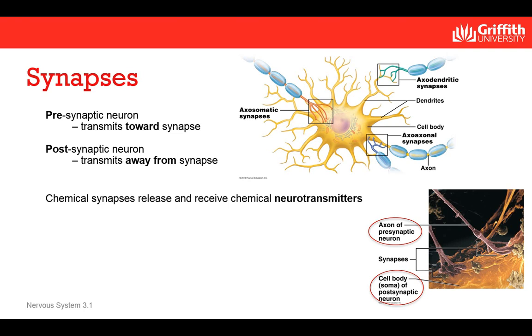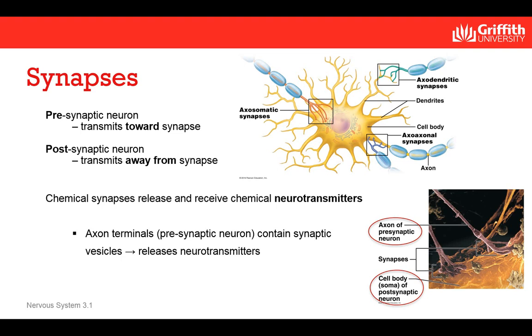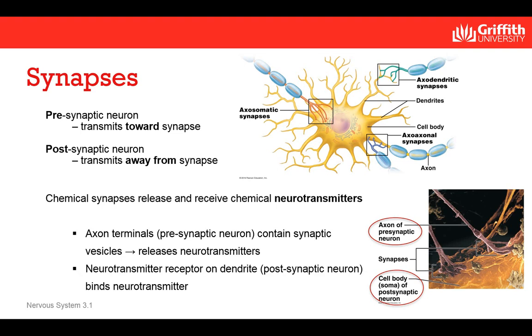There are two different types of synapses, electrical and chemical. Chemical synapses are the most common type and are specialized to release and receive chemical messengers known as neurotransmitters. In the presynaptic neuron, the axon terminal contains many little sacs called synaptic vesicles, each containing thousands of neurotransmitter molecules. The neurotransmitter receptor is located on the postsynaptic membrane, which may be on a dendrite or another cell body, sometimes referred to as the soma.